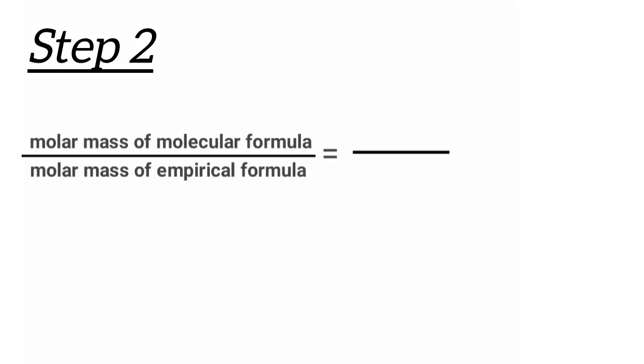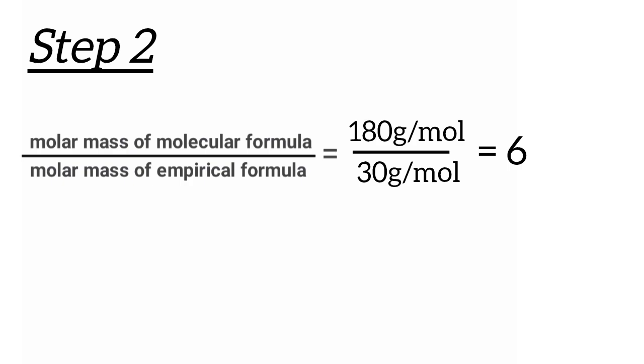So for the second step, we divide the molar mass of the molecular formula by the molar mass of the empirical formula. From our question, we are given that the molecular weight of the molecular formula is 180 gram per mole, and we calculated the molar mass of the empirical formula to be 30. So we divide 180 by 30, we get 6.